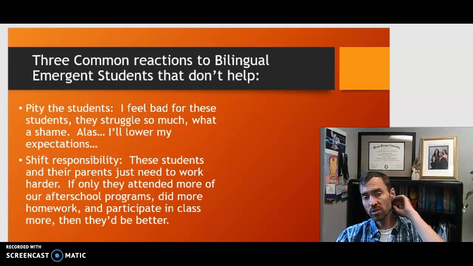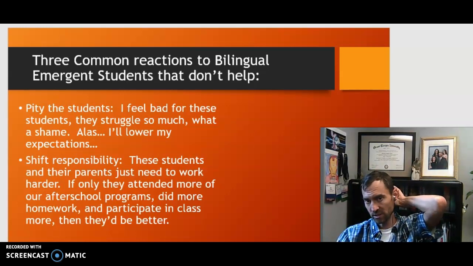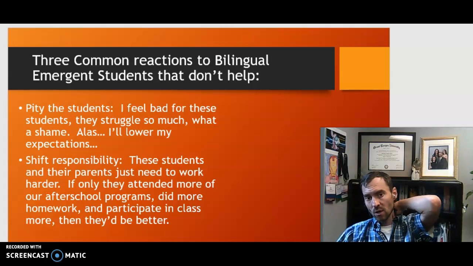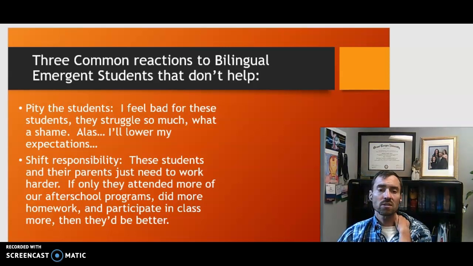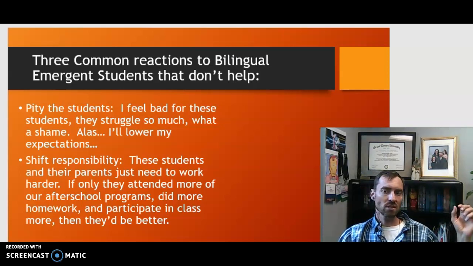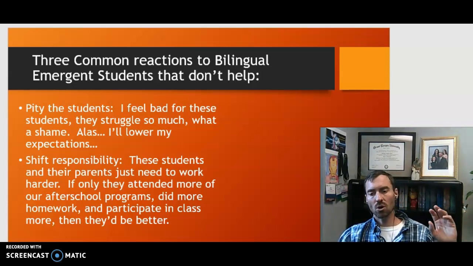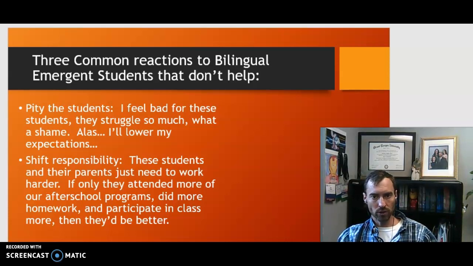Okay, so these are some common reactions that I see with teachers when it comes to bilingual emergent students, and they don't help. So let's go through these real quickly. One is pitying the students. This is often what happens because teachers are very compassionate and kind. So they say things like, I really feel bad for the student. I'm going to have to lower some expectations. You know, they can't speak English, so they can't learn as much. This is what I'm going to do. I'm going to lower this bar so that they can get over it.